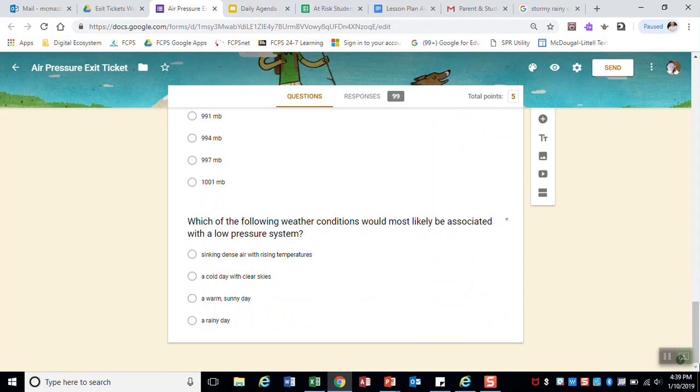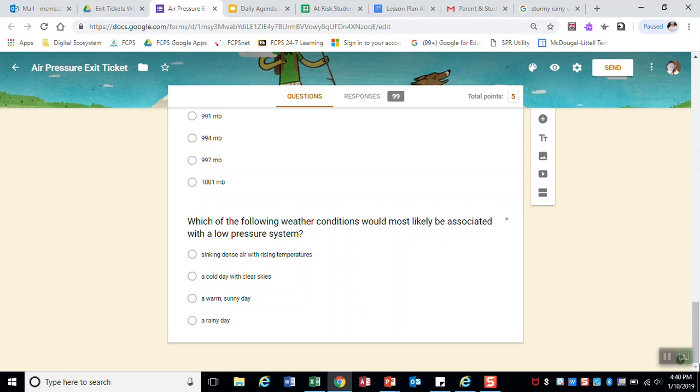Finally, the fifth question says, which of the following weather conditions would most likely be associated with a low pressure system? Low pressure equals lousy weather. That's going to be your clouds, your rain, your storms. Choice A, sinking dense air with rising temperatures? No. Cold air sinks, no clouds are forming. That's going to be high pressure. Choice B, a cold day with clear skies? No. High pressure means happy weather. That's when you're going to have the clear skies, but this question is asking you about low pressure.